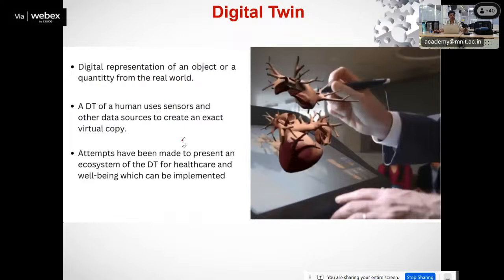Another important revolution in the healthcare domain is the digital twin. A digital twin is a representation of an object or quantity which mimics the performance of the real world. It acts like a human sensor which creates a virtual copy of whatever you want to demonstrate. In the healthcare domain, it is very important.